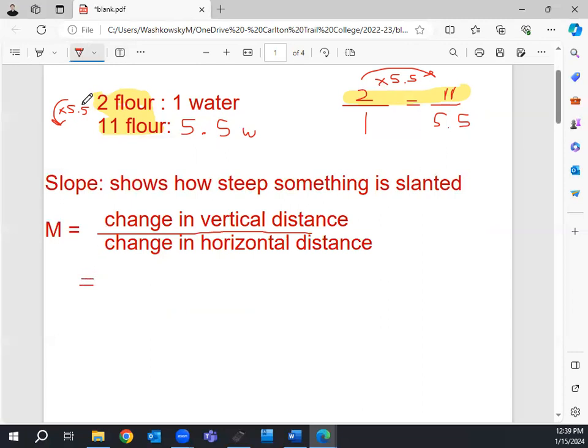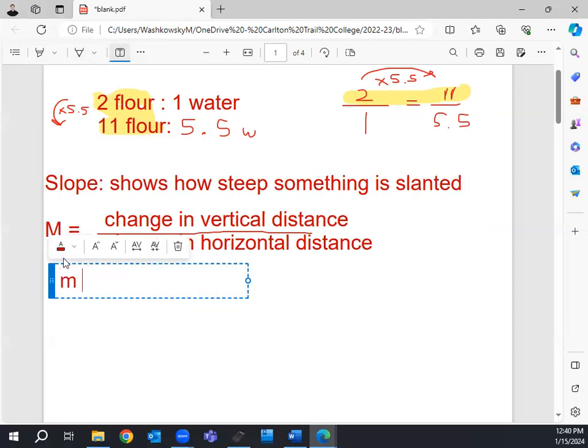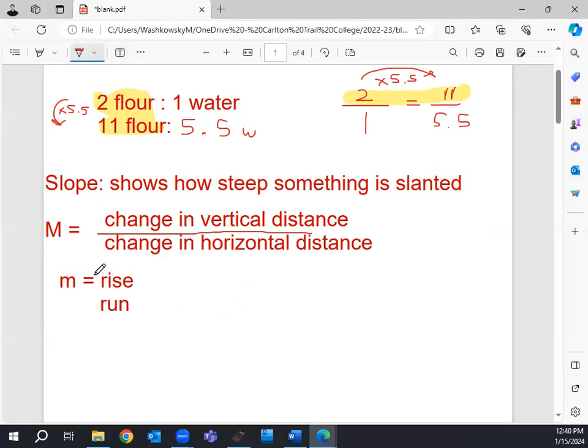One of those formulas we know was, let me just erase that. M equals rise divided by run. How high up does something go? And how far across does it go?